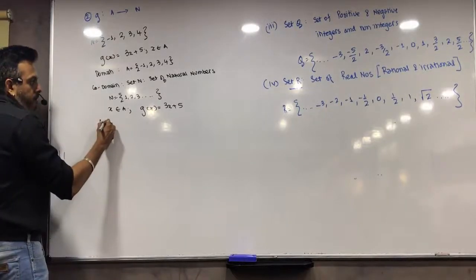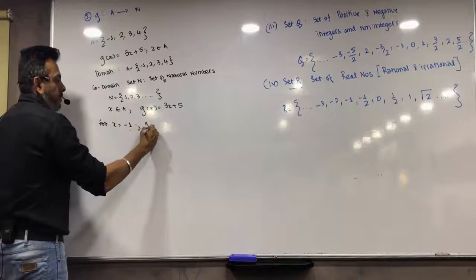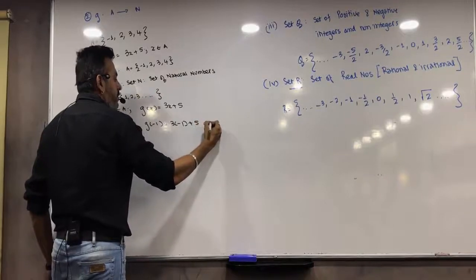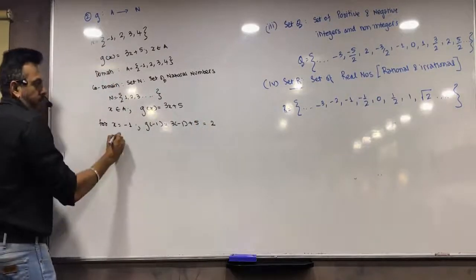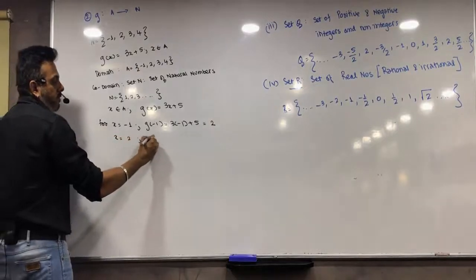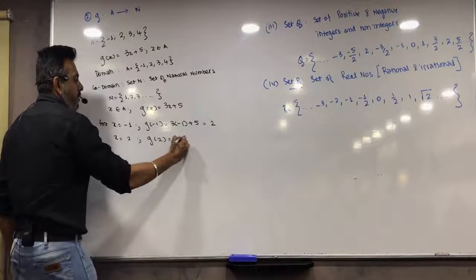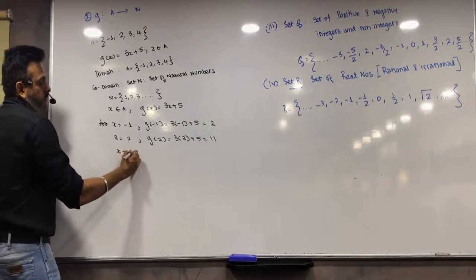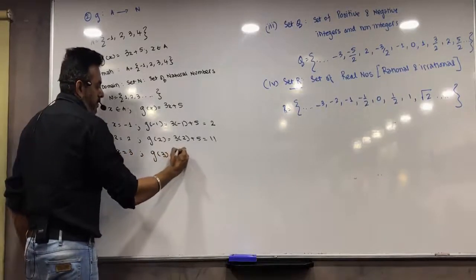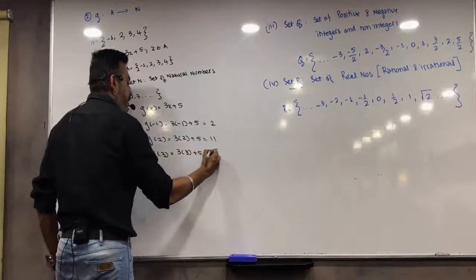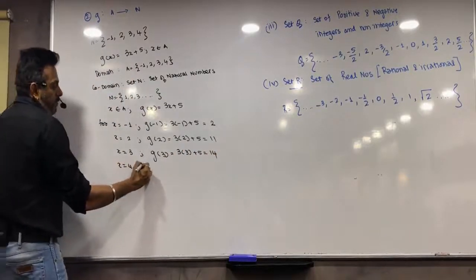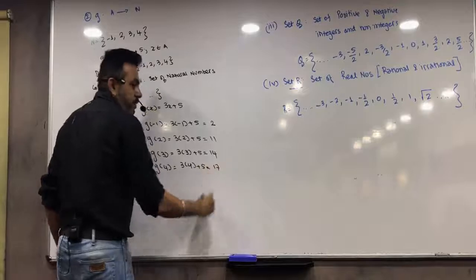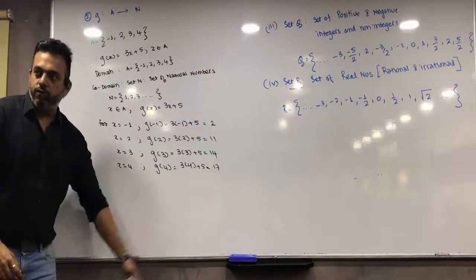So for x = -1, g(-1) = 3 × (-1) + 5 = 2. For x = 2, g(2) = 3 × 2 = 6, plus 5 is 11. For x = 3, g(3) = 3 × 3 = 9, plus 5 is 14. And for x = 4, g(4) = 3 × 4 = 12, plus 5 is 17. All natural numbers.